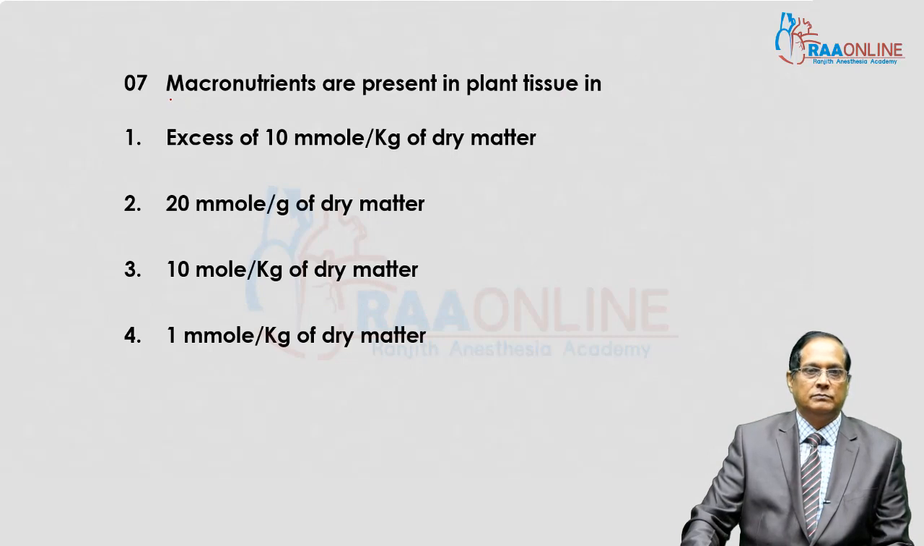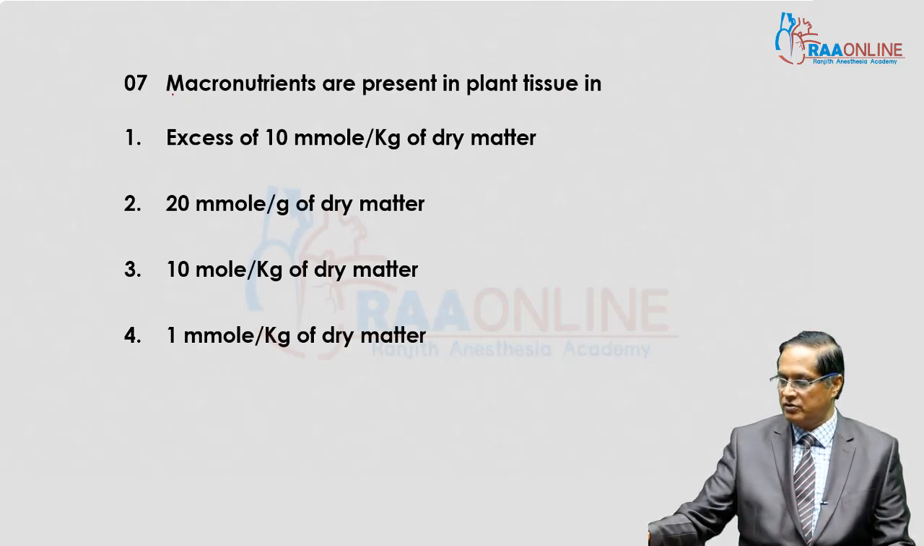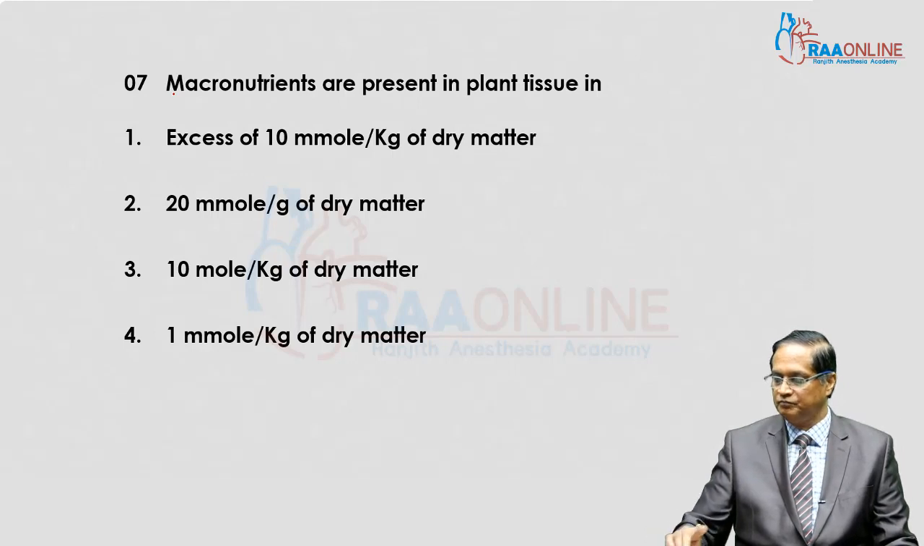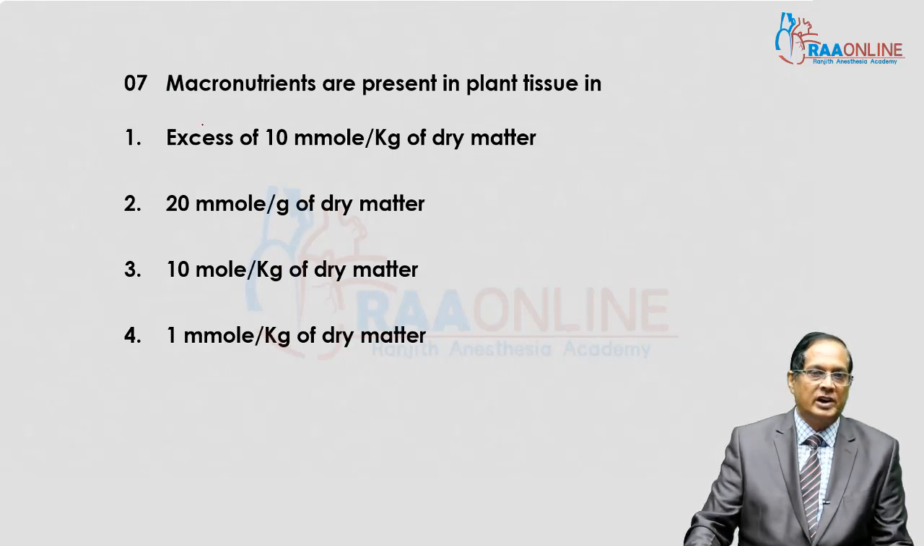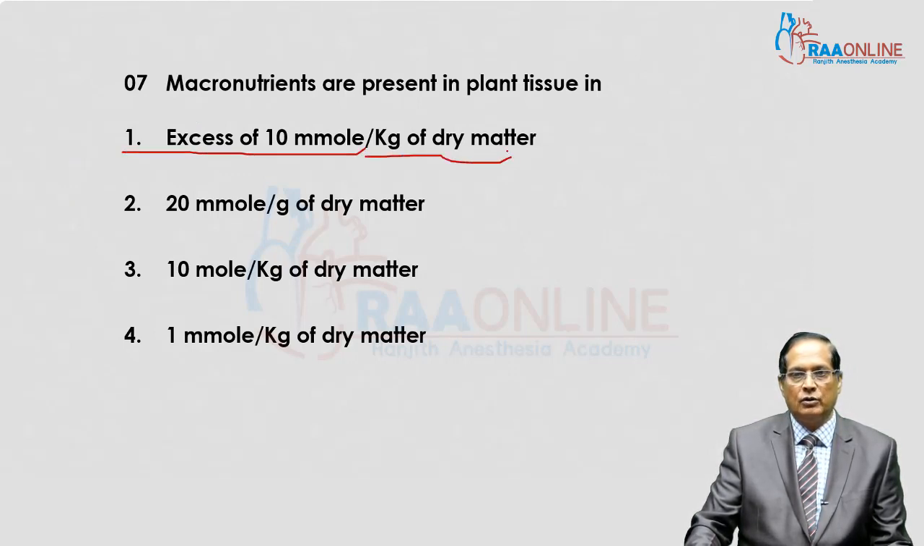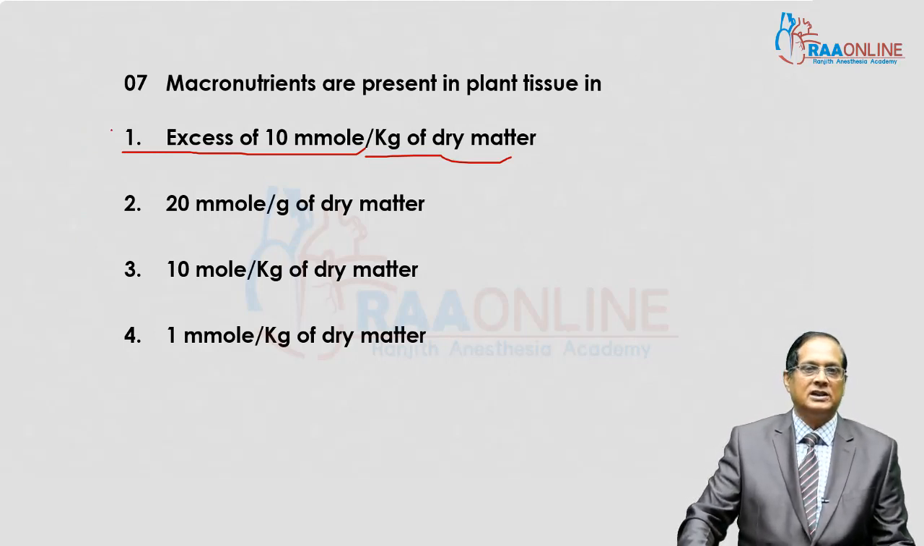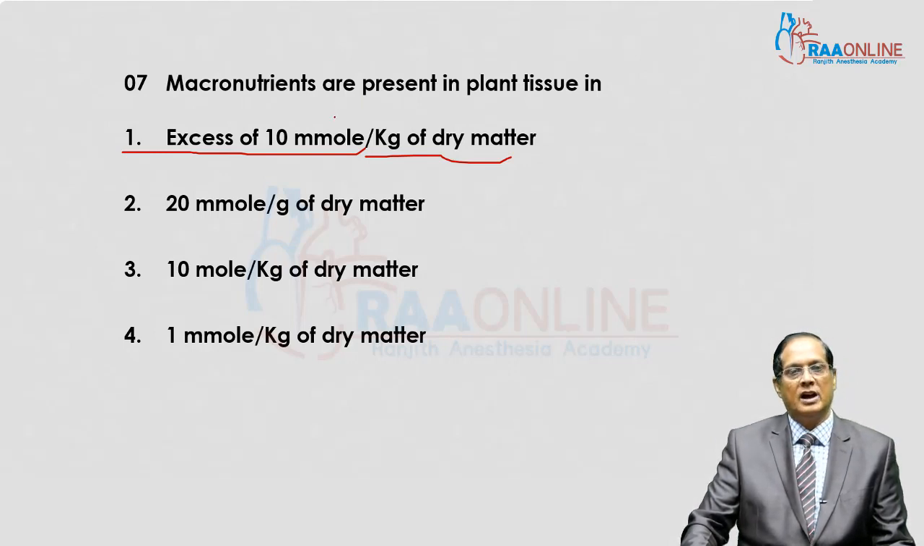7th, macronutrient. They are needed by the plant in large quantity, that is, in excess of 10 millimole per kilogram of dry matter. They are called macro. If they are less than this, which is the maximum, in that case they are micro. If they are required by the plant in excess of 10 millimole, then they are in the macro category.